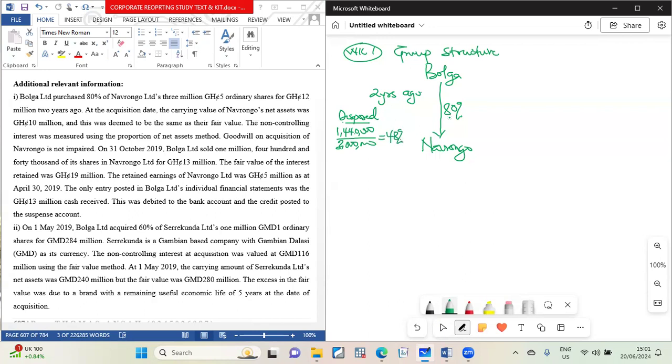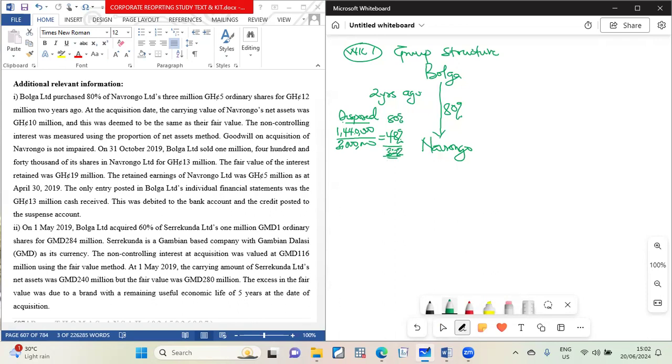of the 80%, which means that at some point he will lose control. That is what will happen. So at some point he will lose control, because what we know is that he purchased 80. At some point he will be at 32. So at some point you will lose control.